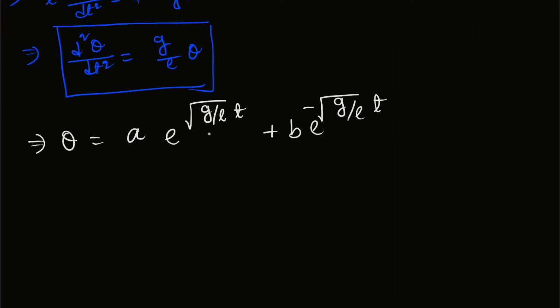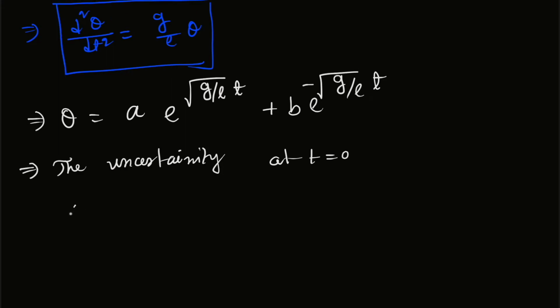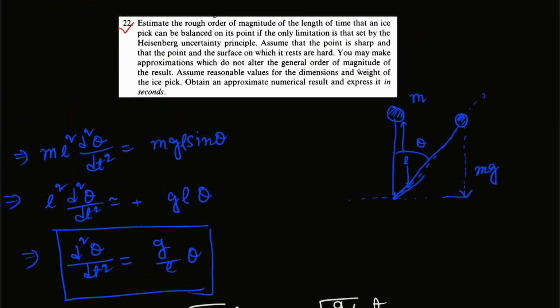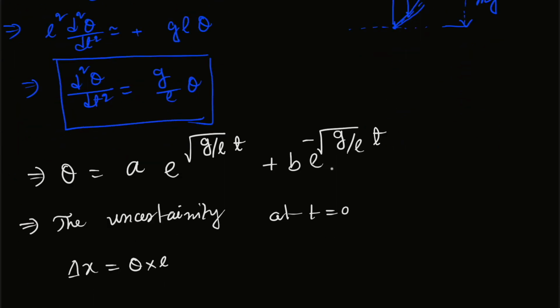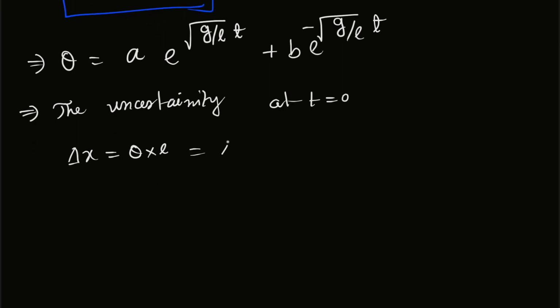Now at first let us calculate the uncertainty at t equal to 0. So what is the position uncertainty? That uncertainty Δx will be θ times L. So L θ, which will be L (A + B).